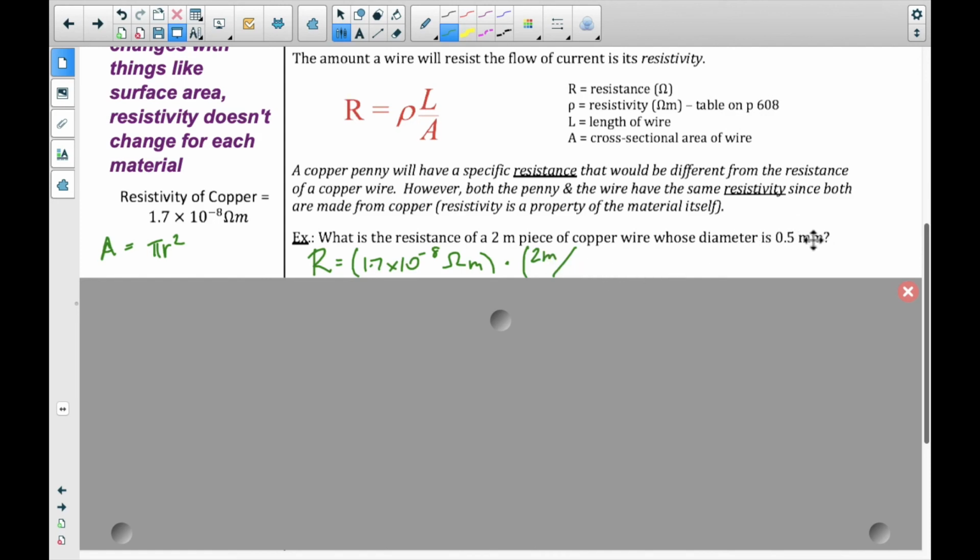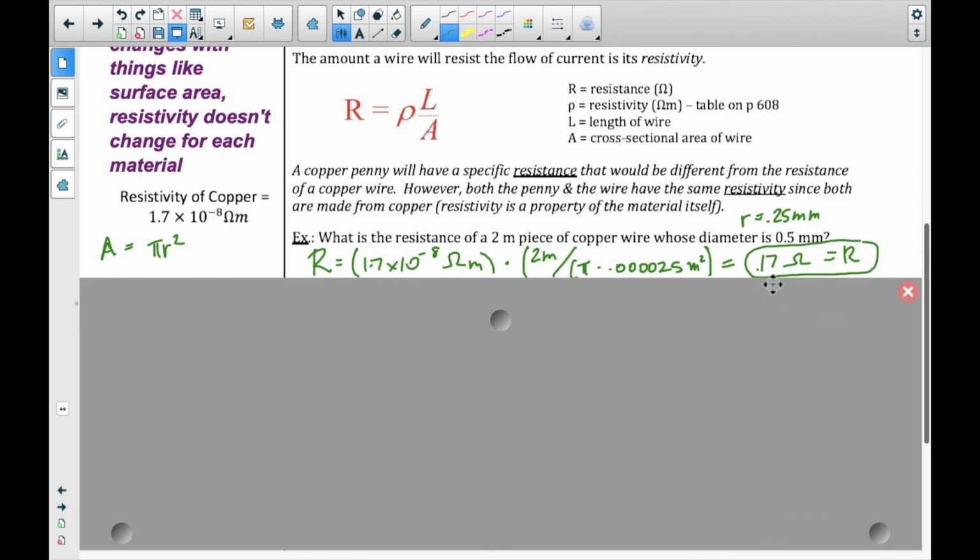Okay, but we need to figure out what that area is if the diameter is 0.5 millimeters. Well, if this is the diameter, first of all, the radius is 0.25 millimeters, and we have to convert it to meters, so we need to move it over 4 decimal places in addition to that. So let's just go ahead and write that out. And so the area of our circle is pi times r squared. And so we're going to put that into our calculator.